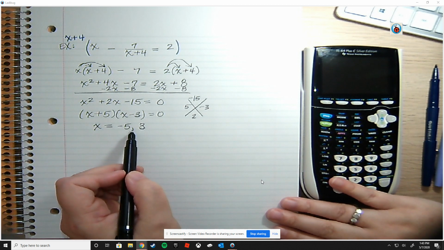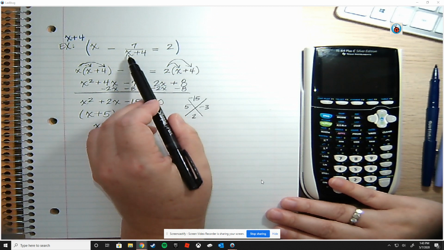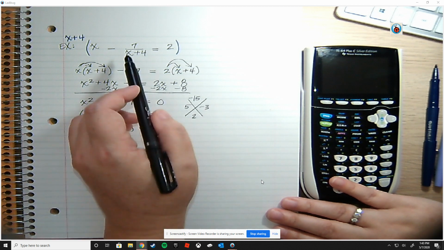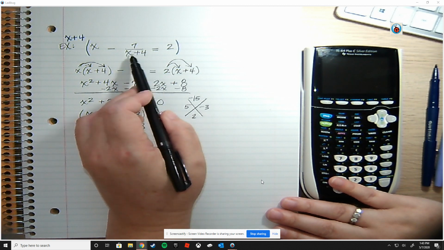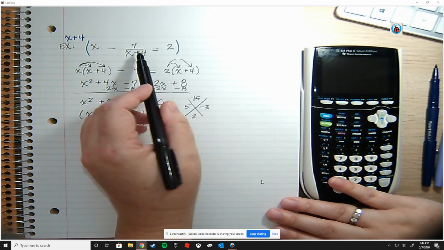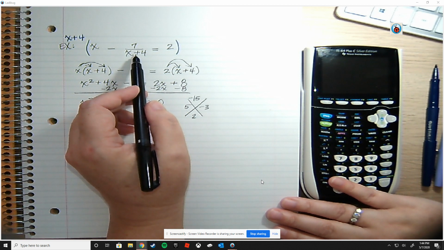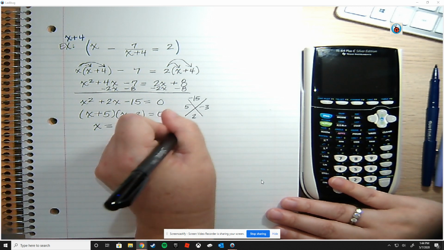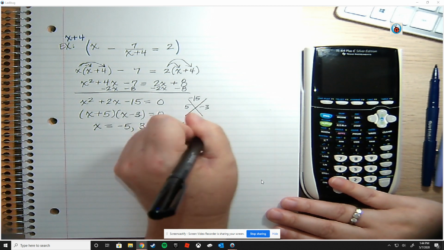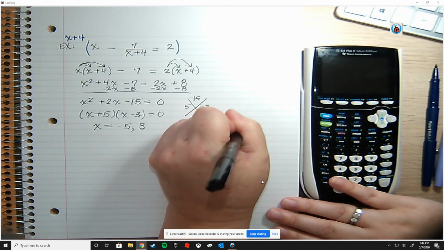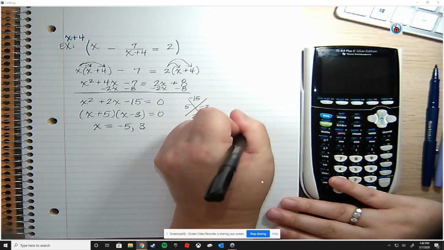I'm going to check those in the denominator. If I plug those in and I get 0, I cannot use it. Negative 5 plus 4 is negative 1, that's okay. Plug in 3: 3 plus 4 is 7, and 7 over 7 is okay because that gives me 1. So both my answers are good. Remember, for your Delta Math, you have to do curly brackets, negative 5, comma 3, and a closing curly bracket.